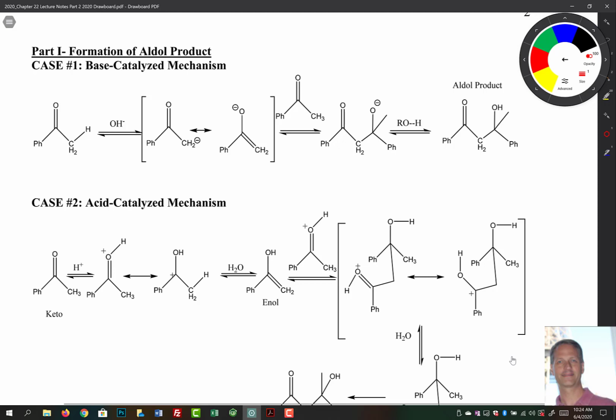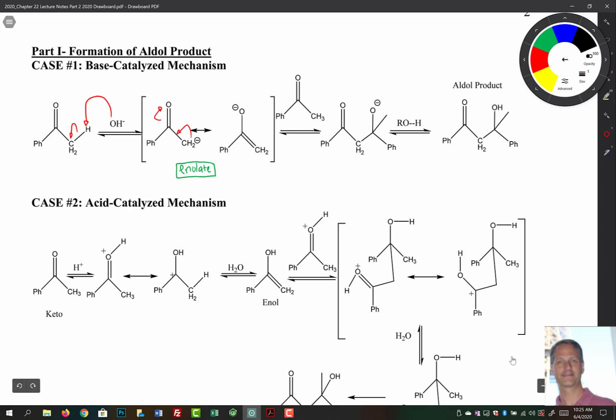So what we're going to do is we're going to take hydroxide. It's going to come over and grab an H here, and then those electrons are going to come over to that carbon. And that's going to form your enolate, right? So this over here is your enolate. And of course that enolate has resonance. So we can come over and we can do this to get the other resonance structure there.